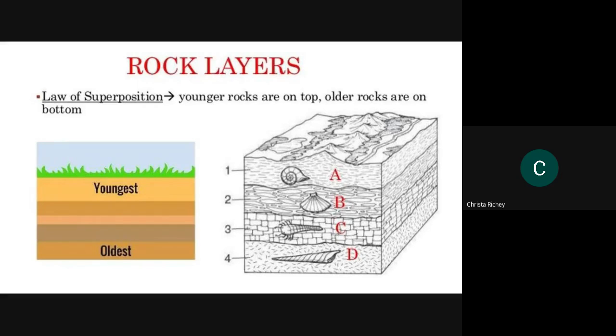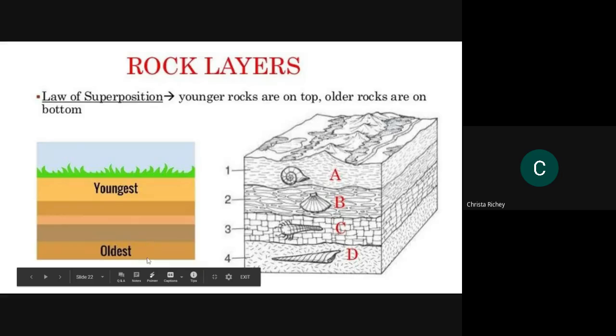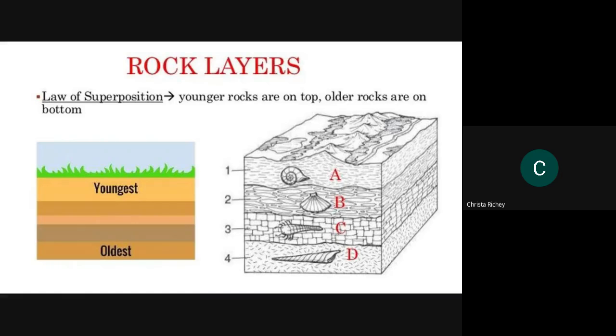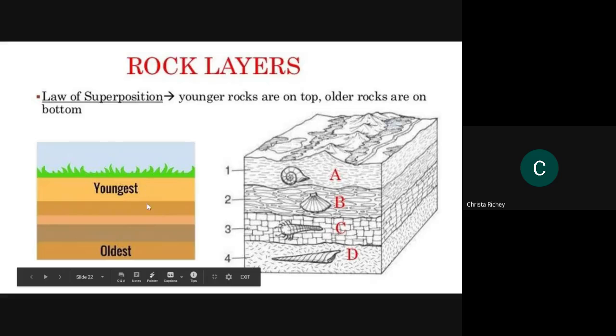The law of superposition just basically says that the further down you dig, and I know you guys online can't see it, but if I move my cursor, the further down you dig, each layer of sediment or rock is called a strata, S-T-R-A-T-A. That just means a specific layer that can be told apart from other layers. And as you go down, you are essentially digging further back in time.